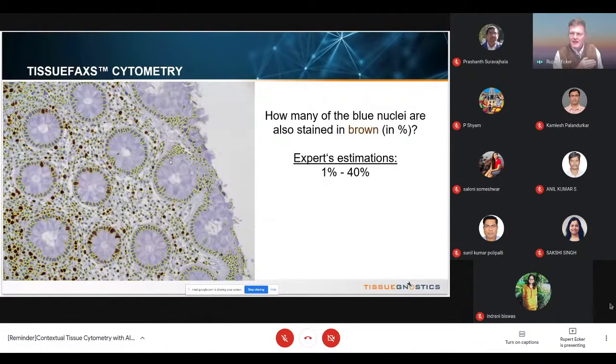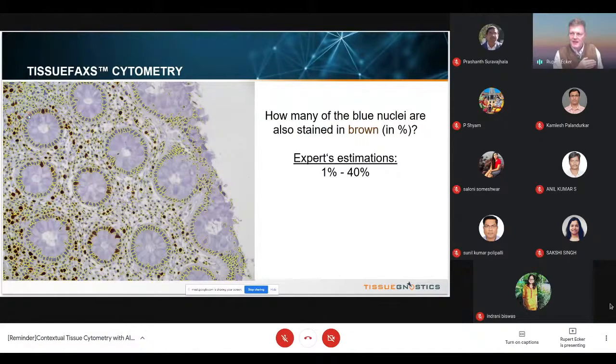When we analyze this sample with our TissueFAXS platform, then we use the nuclear marker, so the hematoxylin, the blue stain, as a master channel. And the yellow contours here show you what the software has recognized as individual nucleus. And then we quantify for each nucleus how much brown and how much blue, or whatever color is present. In this case, it's brown and blue. How much of each color is associated with each cell.